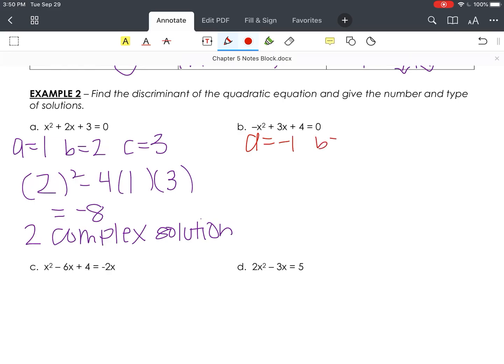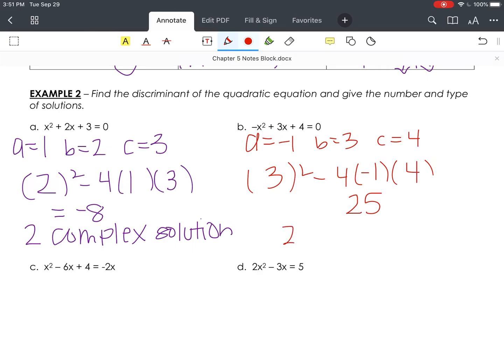So letter B, we're going to do the same thing. You can say a equals negative 1, b equals 3, and c equals 4. Setting it up, just like we did with quadratic, it's going to be 3 squared minus 4ac. 3 squared is going to be 9. Minus 4 times negative 1 will be plus 16. So 9 plus 16 is going to be 25. That's a positive number, so I'm going to have two real solutions.